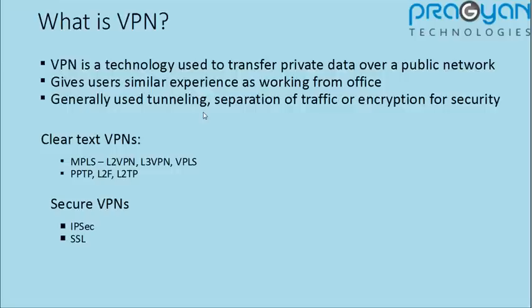There used to be a number of other protocols which are typically clear text, for example L2F, layer 2 forwarding, L2TP, Layer 2 Tunneling Protocol, and PPTP, Point-to-Point Tunneling Protocol. These are mostly client-to-site VPN protocols, and many times they are by default clear text. You could add security on top of this, but normally they are clear text. And examples of secure VPN are IPSec and SSL. In this series of videos, we'll mostly look at IPSec.